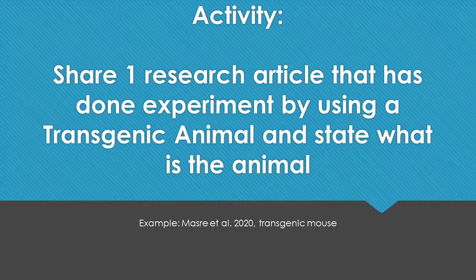Alright, for your activity, I want you to search for a research article that has done an experiment using a transgenic animal. And then, from the research article, you read and please state what is the transgenic animal that the paper used. Okay? Please write your answer in the activity session under this topic in UKM folio. Example answer here, like if the paper is by Mastery et al. 2020, and then you state what is the animal, such as transgenic mouse here. If it is transgenic fish, put transgenic fish. Okay?